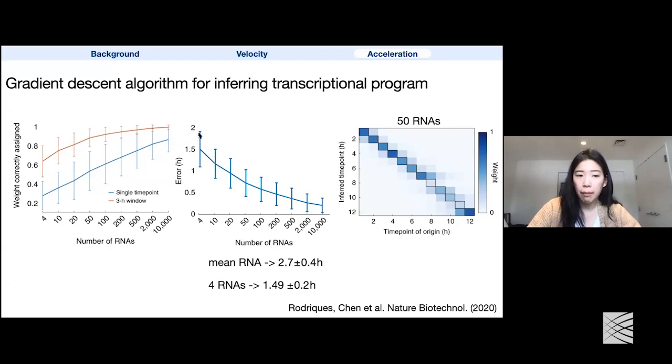Another way of looking at this is the amount of error for different ensemble sizes of RNAs. And so by looking at 4 RNAs, you're able to reduce your error to 1.49 plus or minus 0.2 hours from the original, what I showed you before, which is just looking at a single RNA. When you look at 50 RNAs, you get a probability map that closely resembles what you would expect from the calibration curve.